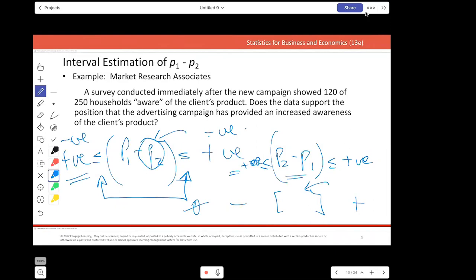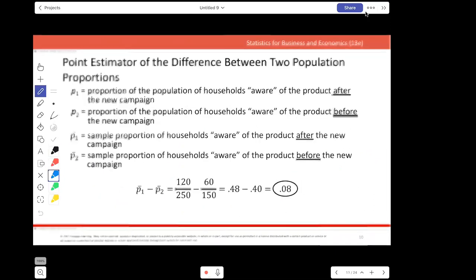So for us to make this claim that the campaign has improved level of awareness, we must be able to demonstrate that the proportion of people who are aware of the company's products after the campaign has now increased, right? Is now bigger than what it was before. We won't know exactly what it is. All we know is that there's a positive difference between the two.